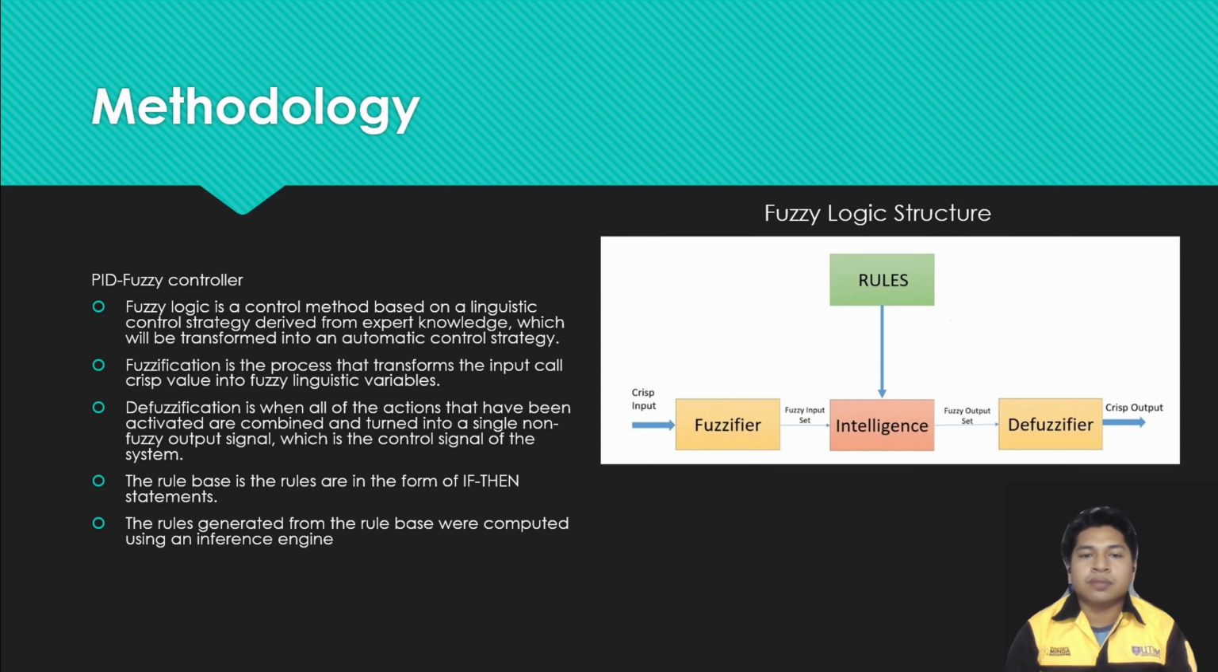Fuzzification is the process that transforms the input, called the crisp value, into the fuzzy linguistic variable. The fuzzy logic structure consists of the rules, fuzzifier, inference engine, and defuzzifier. Defuzzification is when all the actions that have been activated are combined and turned into a single non-fuzzy output signal, which is the control signal of the system. The rules are in the form of if-then statements. The rules are generated from the rule base and computed by using the inference engine.